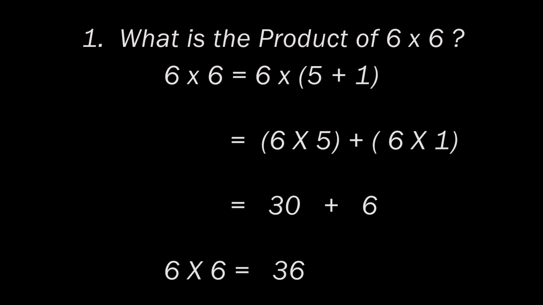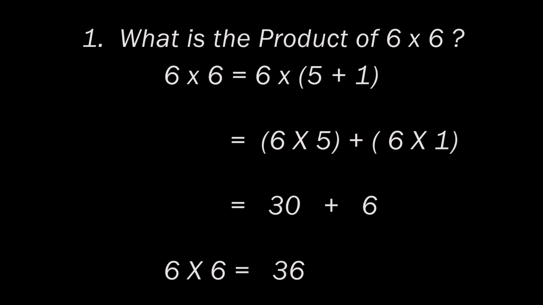What is the product of 6 times 6? First, you expand the 6. 6 times 6 equals 6 times bracket 5 plus 1. Now you must multiply the 6 to the 5 and the 1, and so then you'll have 6 times 5 plus 6 times 1. They're all in brackets.